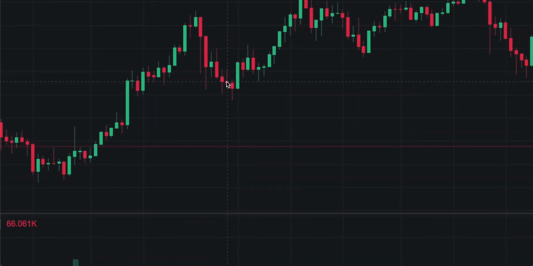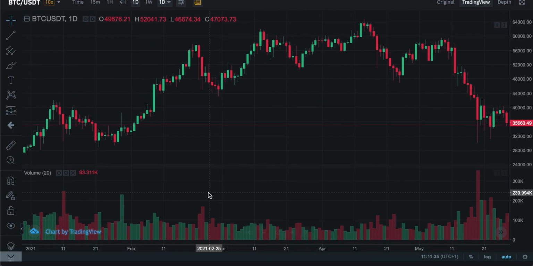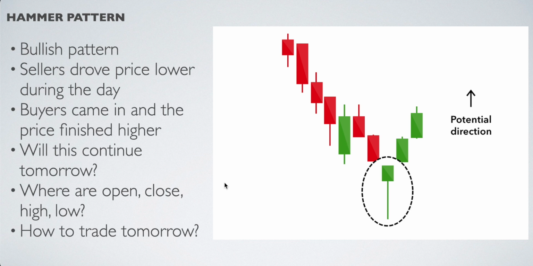But how do we actually go ahead and read that and try and make some knowledge out of this for trading the market? Well, a lot of people look at candlestick patterns, and there are many patterns that tell us various different things, of course, because we now know a lot of trading information. So we're going to start with bullish candlestick patterns, and a hammer pattern is one example of this.